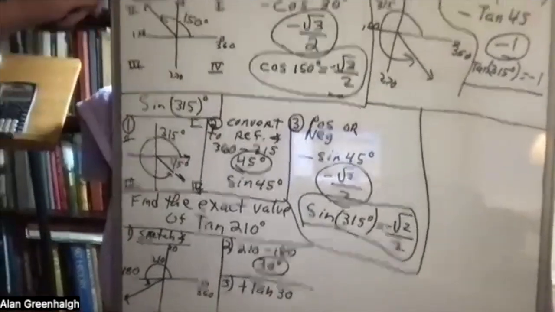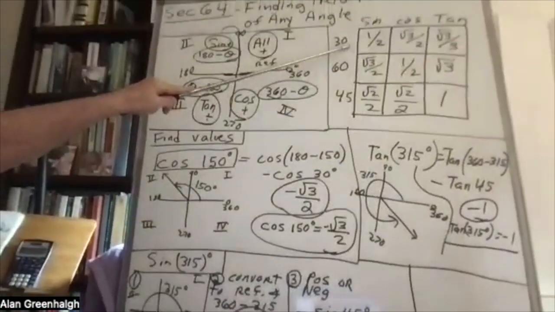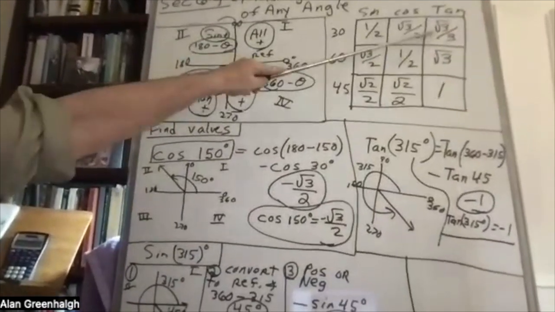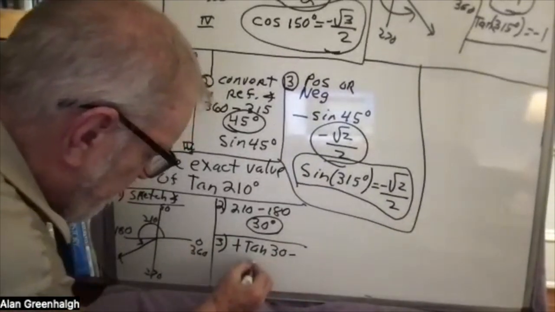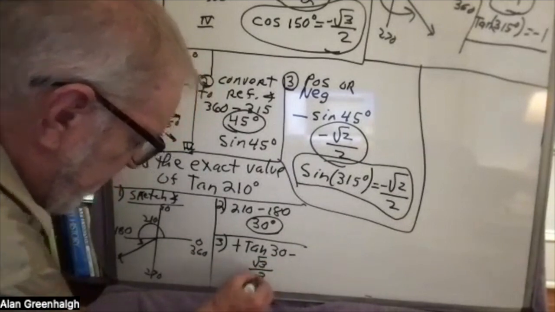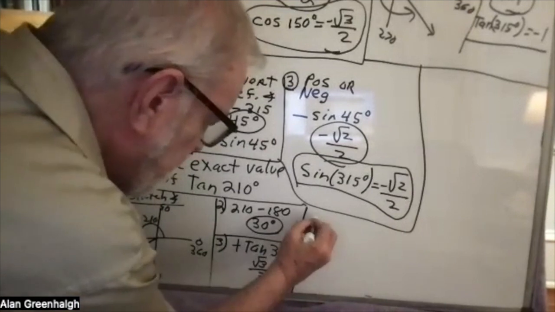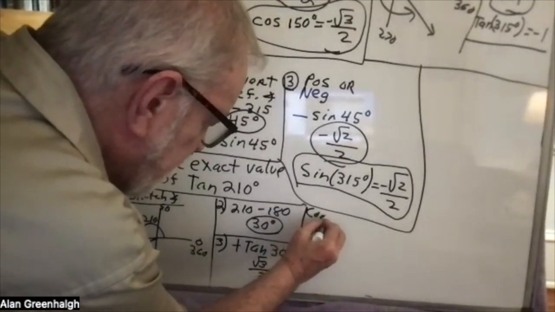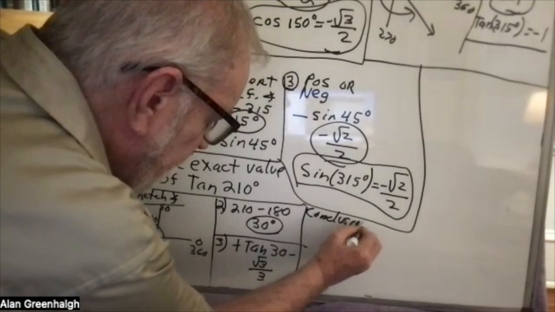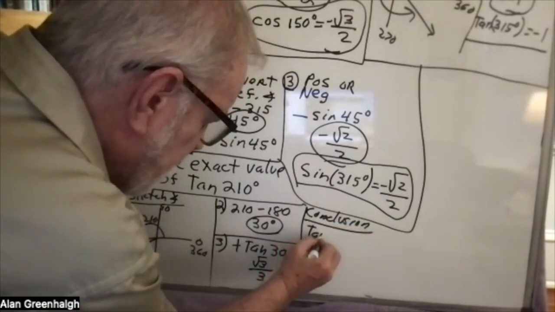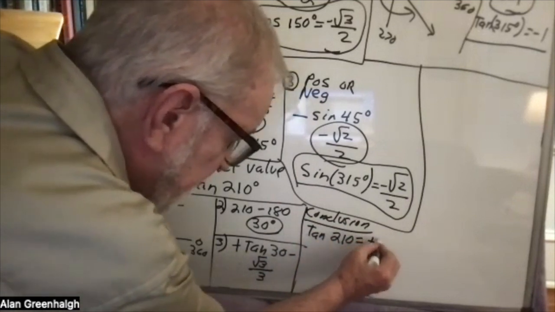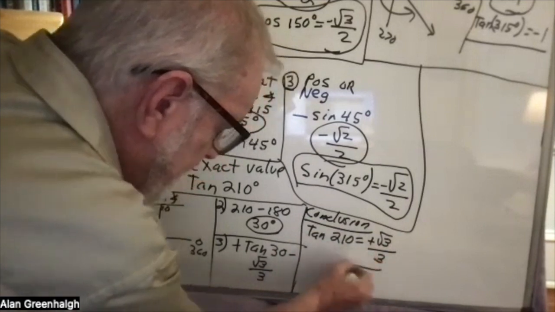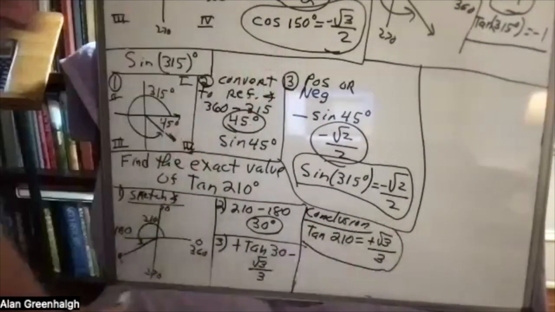Well, where's 30 degrees? Go up to this chart. The tangent of 30 degrees is going to be the square root of 3 over 3. The exact value, remember. So the answer is the square root of 3 over 3. It'll be positive. So the conclusion we come to is that the tangent of 210 degrees is positive, the square root of 3 over 3. And that's how you do the problem.